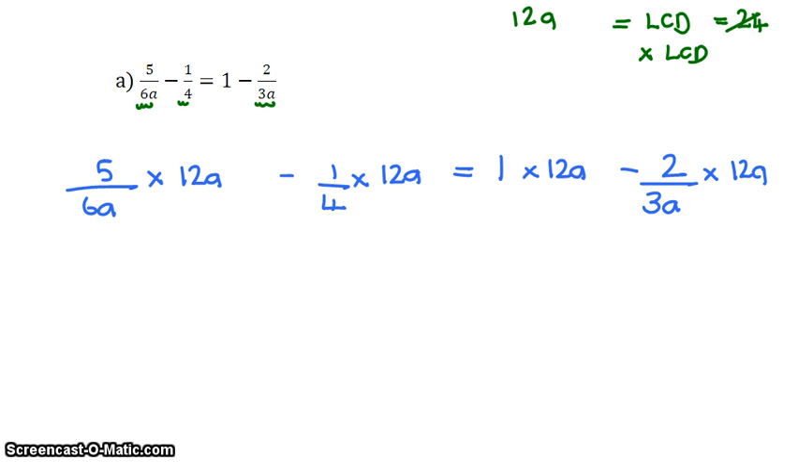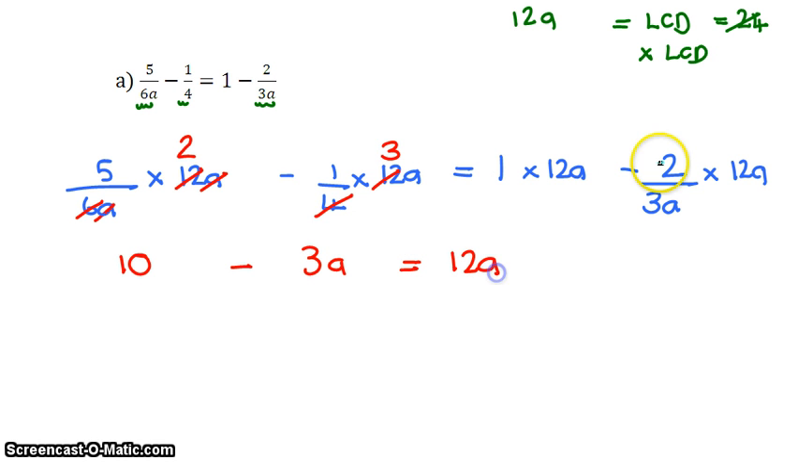Now, why this works out nicely is that a goes into a and 6 goes into 12 twice. So that entire term simplifies to 5 times 2, which is 10. 4 goes into 12 3 times, so my second term here simplifies to minus 3a. On the right-hand side, I've got 12a. a goes into a once, 3 goes into 12 4 times, and I have minus 8. So what looked like a nasty equation is simplified quite nicely by multiplying out by my lowest common denominator.